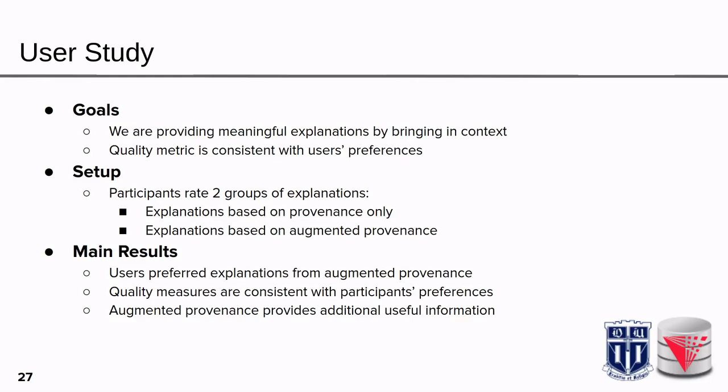The setup is that participants will rate 2 groups of explanations. The first group will be explanations based on provenance only, and the second will be explanations based on augmented provenance. The main findings are that users preferred explanations from augmented provenance, and quality measures are consistent with participants' preferences. And finally, our augmented provenance provides additional useful information.